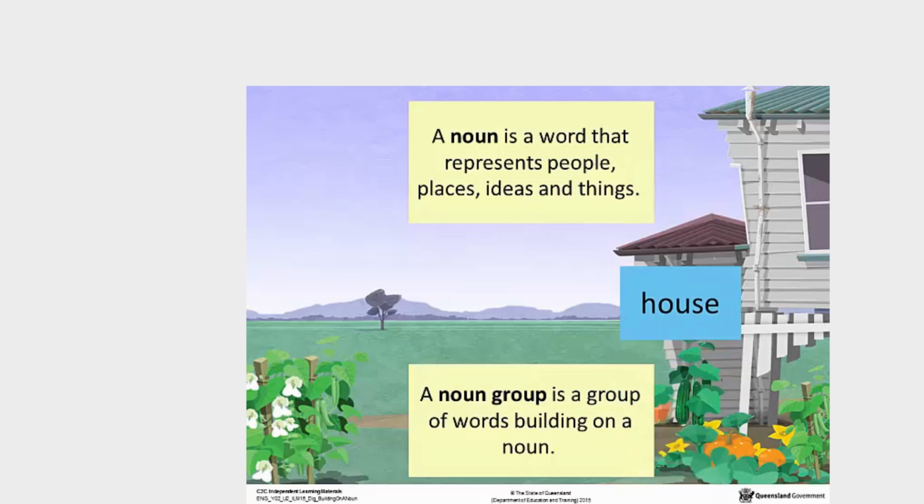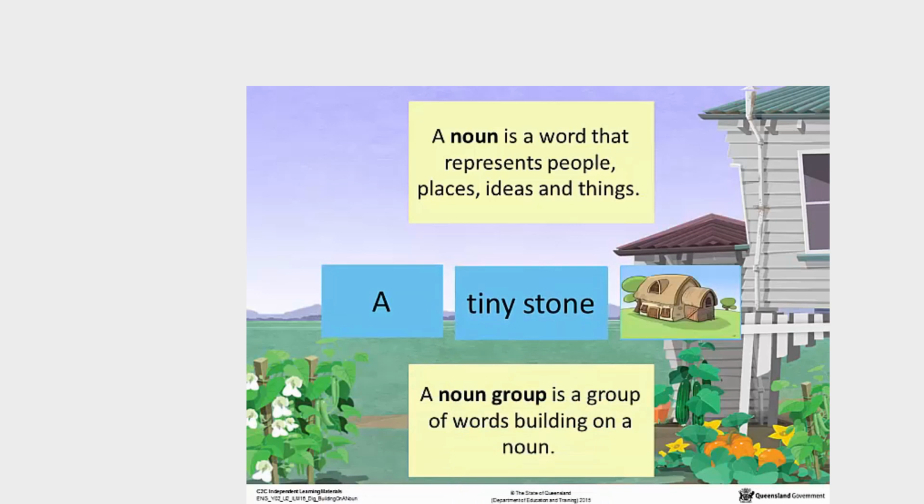Look at the word house. House is the name of something. It is a noun. What do you think of when you read the word house? We can describe a house in this way. A tiny stone house. The word a is called an article. It leads us to the noun and helps to explain it. A, an and the, articles usually sit before the noun in most written sentences. The words tiny and stone help to describe the noun house. We call them describing words or adjectives.